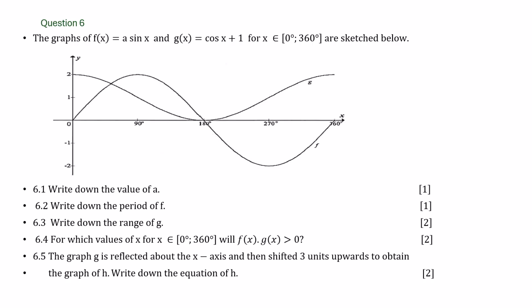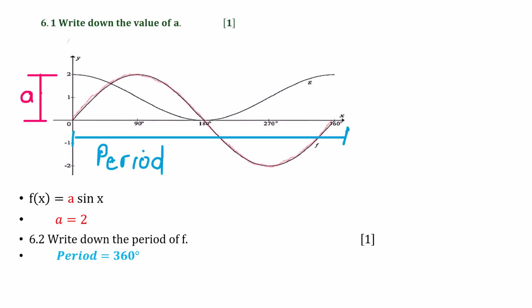Right, so let's look at the first 2 questions. The first question says write down the value of a. Remember they gave f(x) = a sin x. If you look at the sine graph that I've recolored in red, the highest point it goes to is 2. The lowest point it goes to is minus 2. From the middle to the highest point, from 0 to 2, we're moving 2 units. So a being the amplitude, a equals 2. So whatever is in the front, we're always looking at the amplitude of the graph.